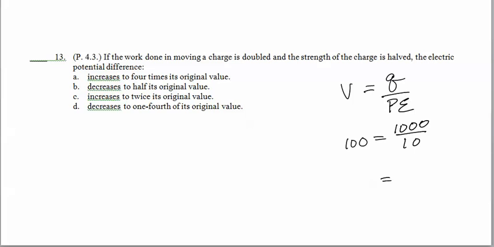Okay, what this problem is saying here is the work, which is the potential energy, is going to be doubled, so it's going to go from 10 to 20. Remember, potential energy and work are energy, so we can say it's the same. The strength of the charge is halved, so it goes from 1,000 coulombs, let's say, to 500 coulombs. Well, what's going to happen to our answer? Well, it goes from 100, and it's going to be much smaller. It's going to actually be 25. So what happens? It's going to decrease to 1/4 of its original value.